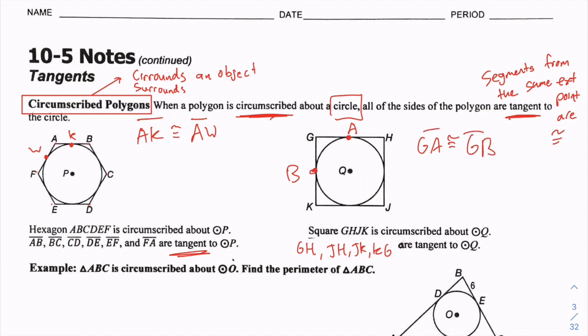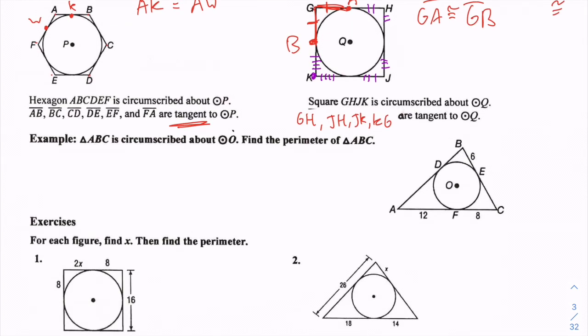This tangent segment and that tangent segment are equal. Likewise, these two are equal. 1, 2, 3, 1, 2, 3. Those are equal. 1, 2, 3, 4, 1, 2, 3, 4. Those are equal. They're basically equal to the other segments that come from the same exterior points. So let's do an example. That might be just easier to see.